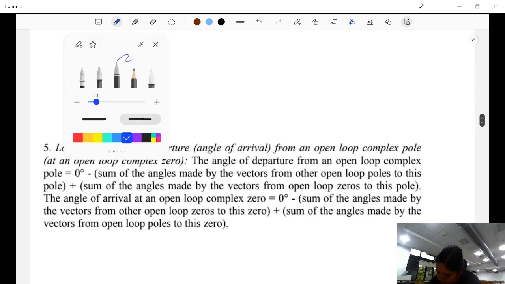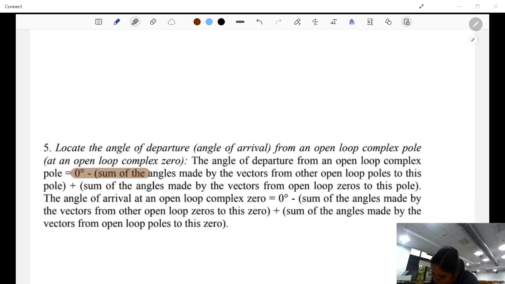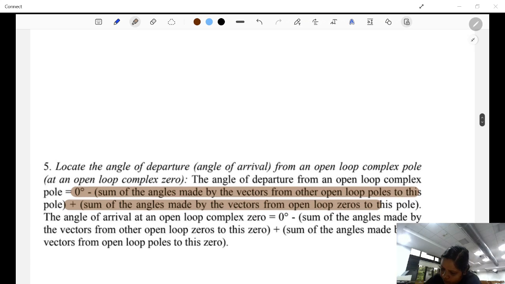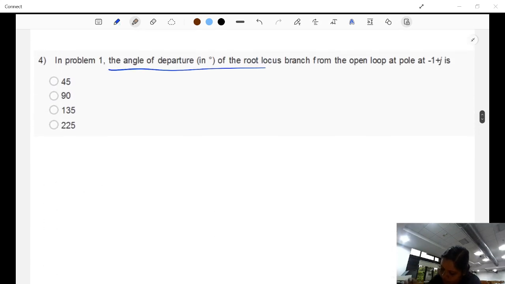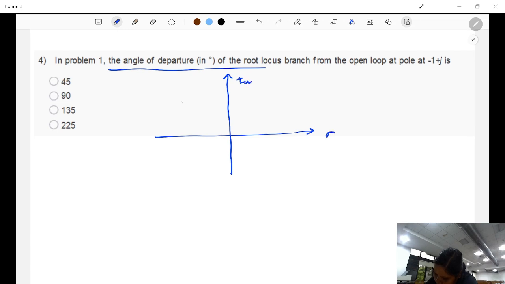So when we want to find out the angle of departure, what do we do? 0 minus the sum of angles made by the vectors from other open loop poles plus the sum of the angles made by the vectors from open loop zeros. This is your answer. So we want to find out all the angles. Let's say these were poles, here was a zero, here was a pole, and we want to find out. So let's say we are calculating for minus 1 plus j. What is the angle of departure? Whatever happens for this would happen the same for the other in a symmetrical way. So let's find for minus 1 plus j. So this is a zero.